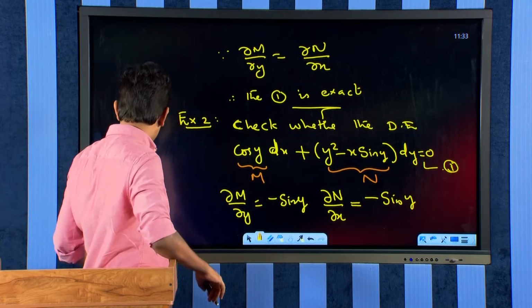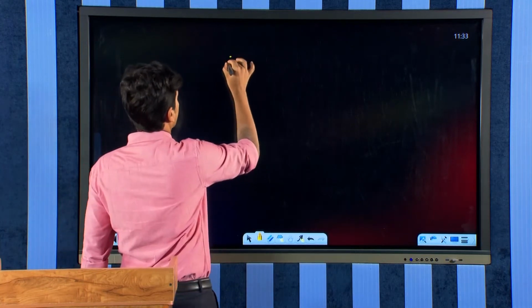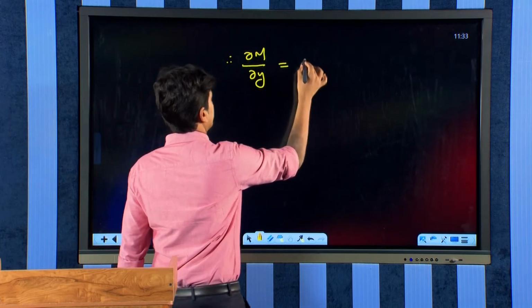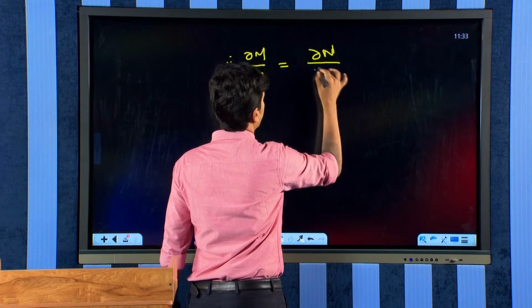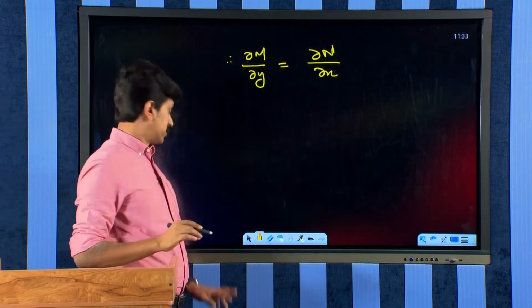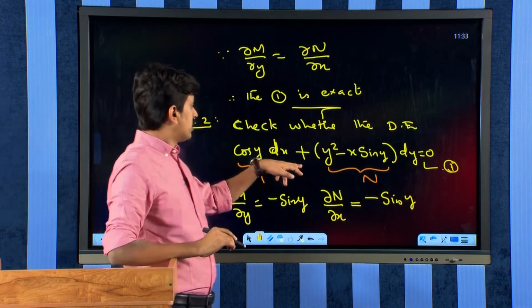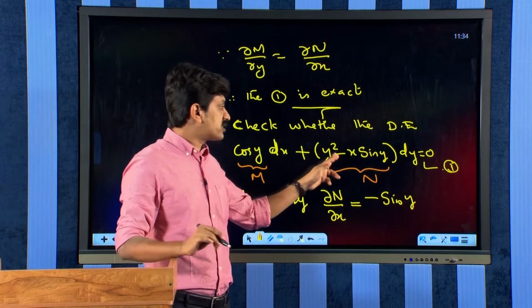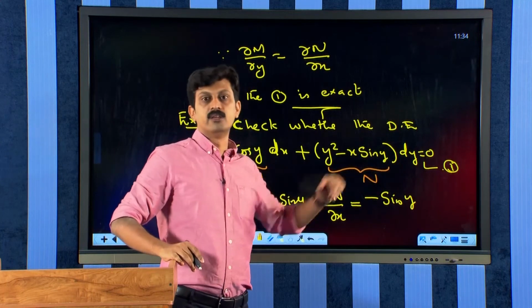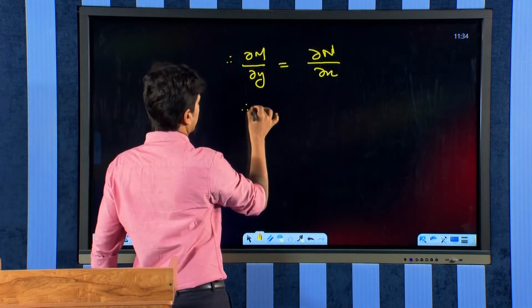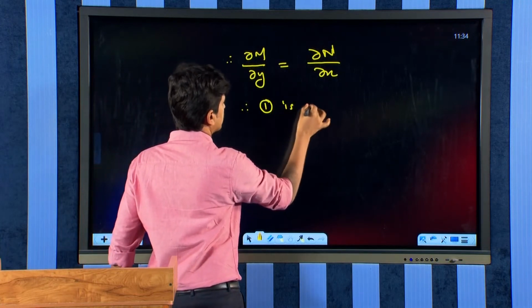Therefore, ∂M/∂y is equal to ∂N/∂x. Hence, the given differential equation is exact. Therefore, the given differential equation cos y dx + (y² − x sin y) dy = 0 is exact.